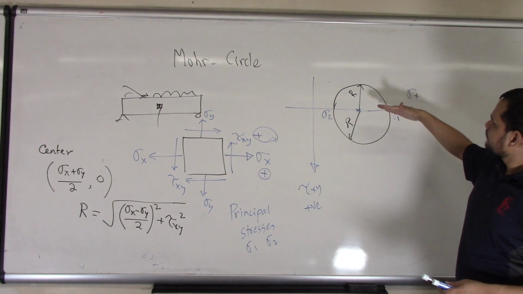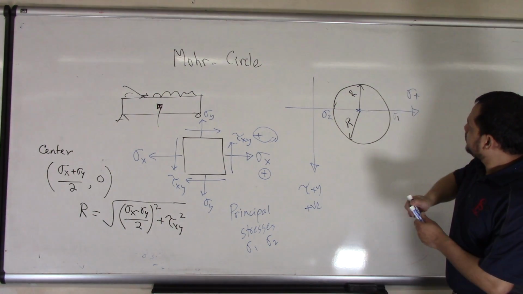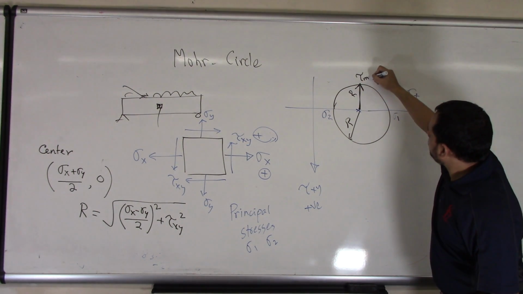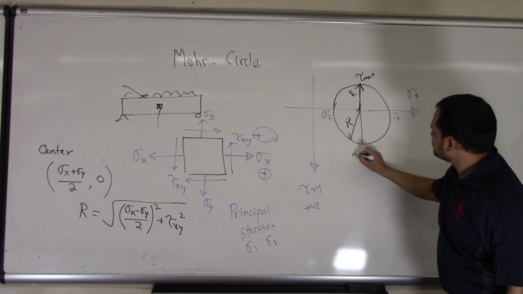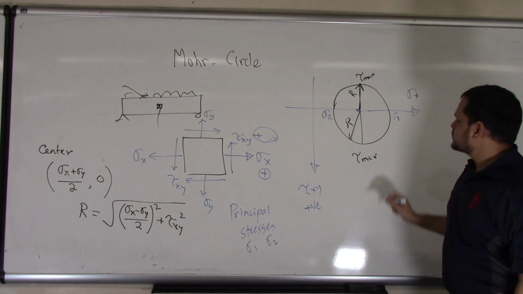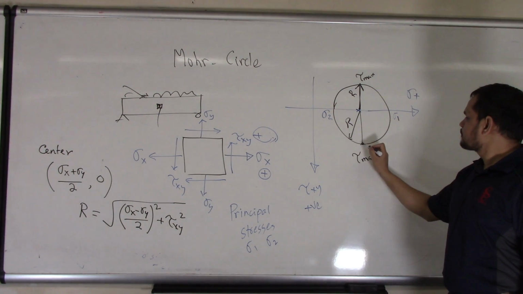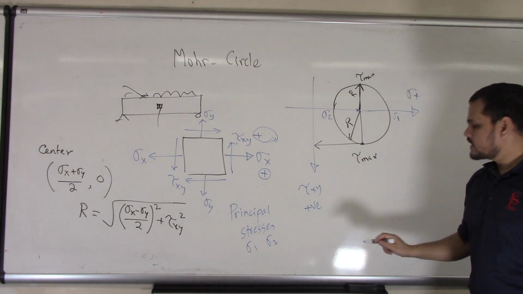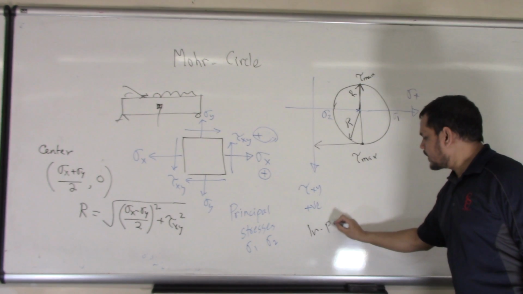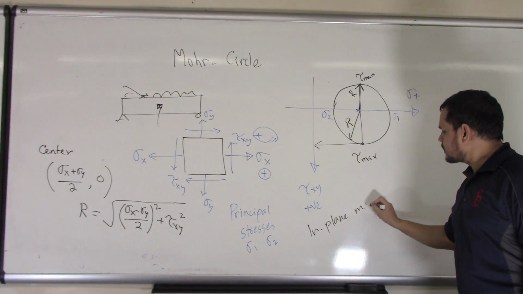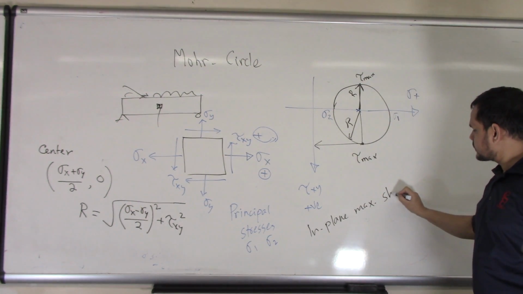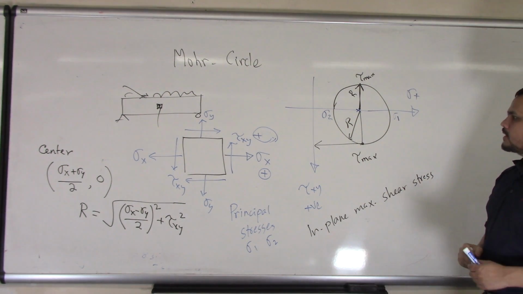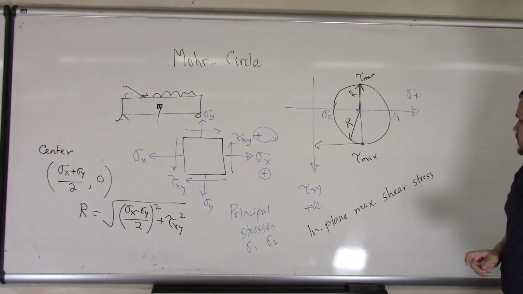Other thing, you can see the value of the radius is also my maximum shear stress. Shear stress max, this value. So this value we call the in-plane maximum shear stress.